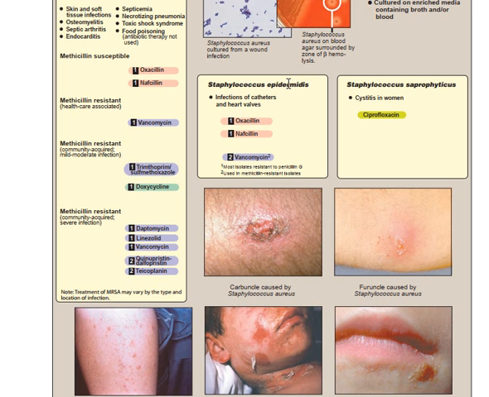Infection of catheters and heart valves is usually due to Staphylococcus epidermidis, and usually there are methicillin susceptible strains. You can use oxacillin, you can use nafcillin. Now, in case where you have a methicillin resistant strain, you can use vancomycin. Is it clear? Most isolates are resistant to penicillin G. Now Staphylococcus saprophyticus mostly causes cystitis in women. So what you use there is ciprofloxacin.